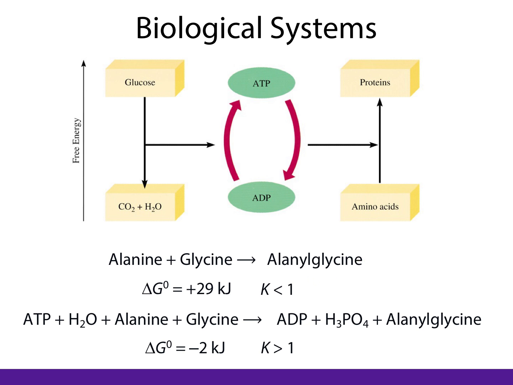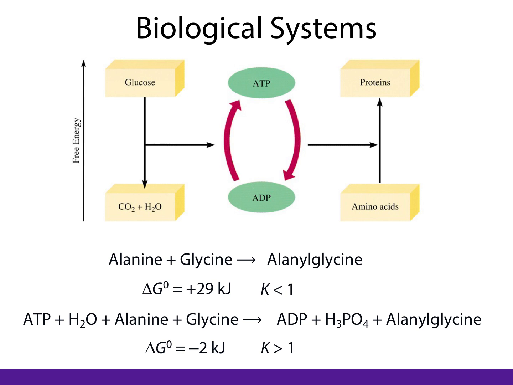What the body is able to do is to couple this reaction with the use of enzymes to this reaction of ATP going to ADP. And when we combine these reactions together, now we get delta G naught is negative, and we're able to get a significant amount of this product being formed by coupling these two reactions together carefully.